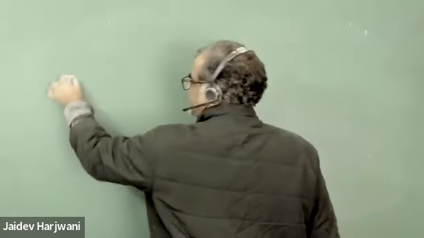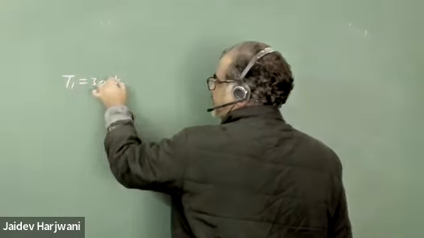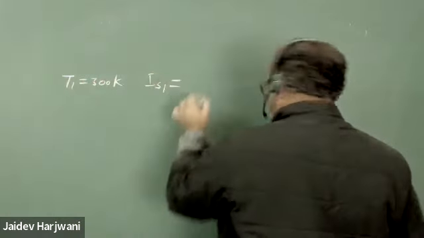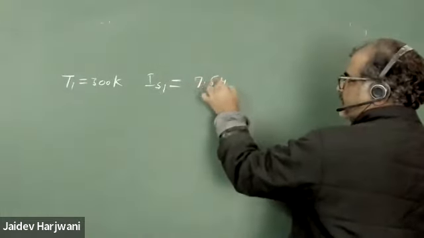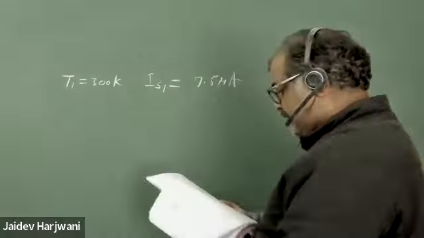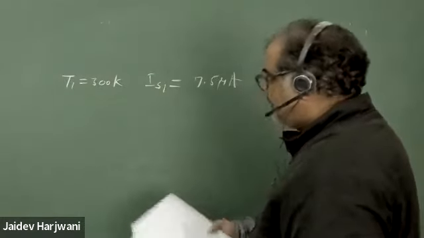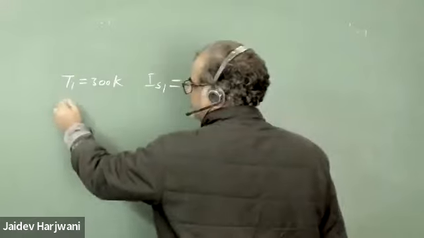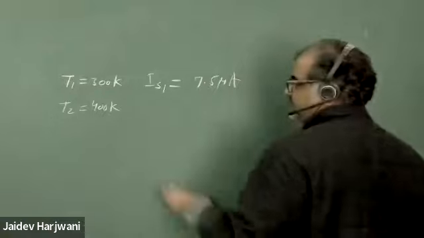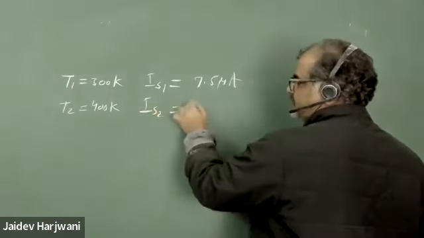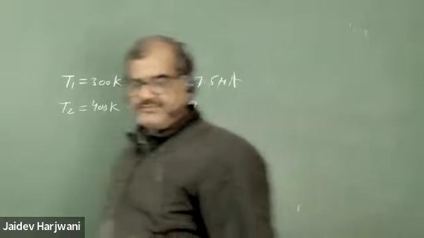It says a silicon diode has a saturation current of 7 microampere at room temperature. So you have been given room temperature, say at 300 Kelvin. You have been given IS1 is equal to 7.5 microampere. Now you increase the temperature up to 400. Now temperature T2 is 400 Kelvin. So now what is the value of the saturation current? Tell me what is the value.